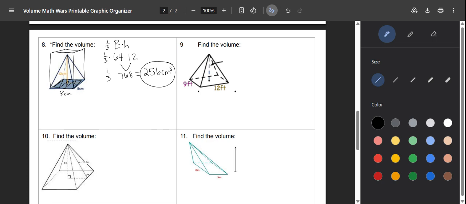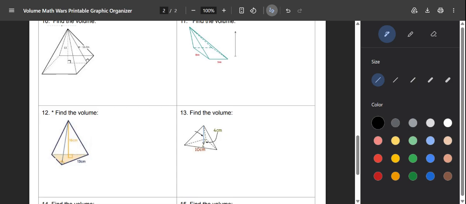Number 9, this is a problem where you guys help me out. We are not told the height here. It is 16 feet. So just like before, I need to do 1/3 times the area of the base times the height. So first, let's find the area of my base. 9 times 12 is 108, and my height is 16. So now at this point, I could just go straight to my calculator and plug that in, and that would get me 576 cubic feet, or feet to the 3rd power.